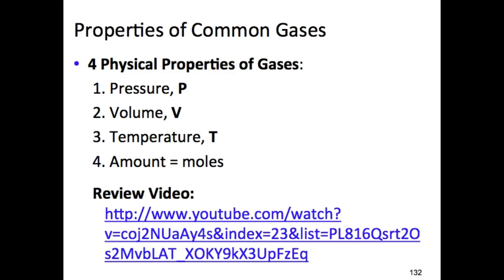So there are four physical properties of gases. We want to be able to represent them as variables. So pressure, we're going to use P. Volume, we use V. Temperature, we use T. Amount of moles, we're going to typically represent with n, as we've mentioned earlier. Here's a review video on the bottom if you need to recap some of the information taught in 10th grade.